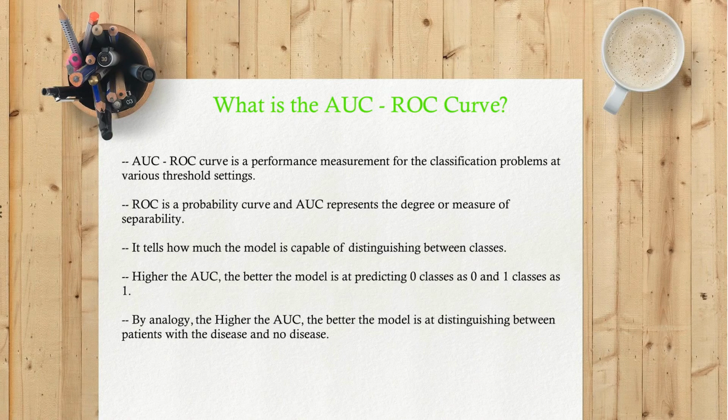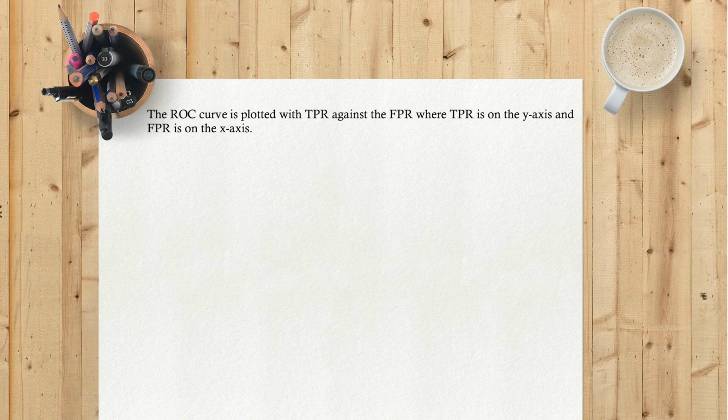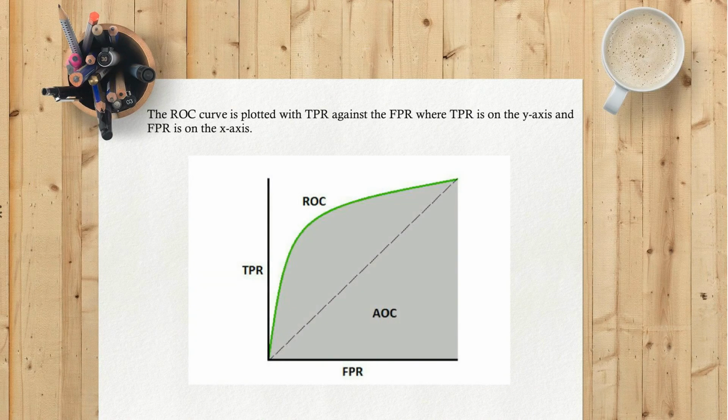The higher the AUC, the better the model is at predicting 0 classes as 0 and 1 classes as 1. By analogy, the higher the AUC, the better the model is at distinguishing between patients with the disease and no disease. The ROC curve is plotted with TPR against the FPR, where TPR is on the y-axis and FPR is on the x-axis.